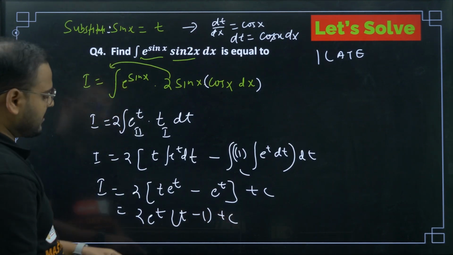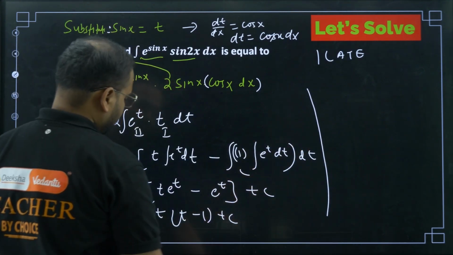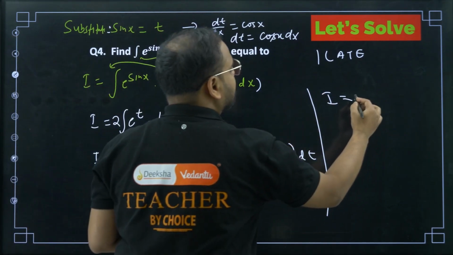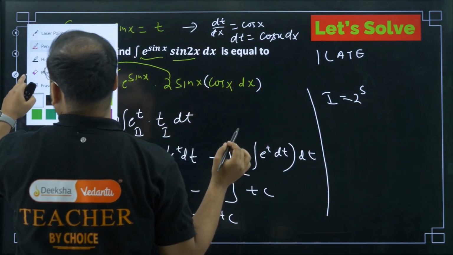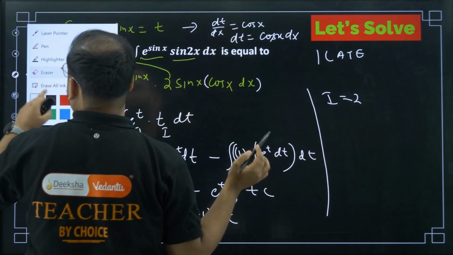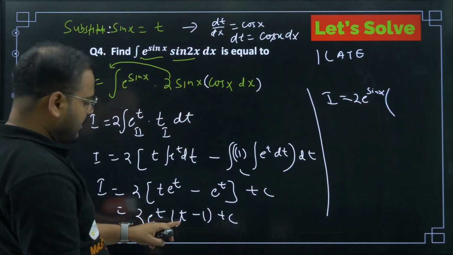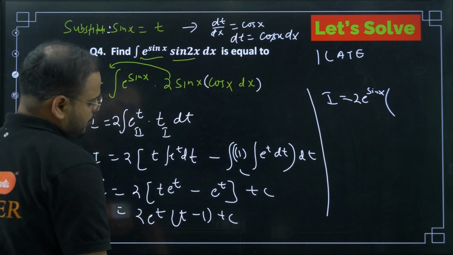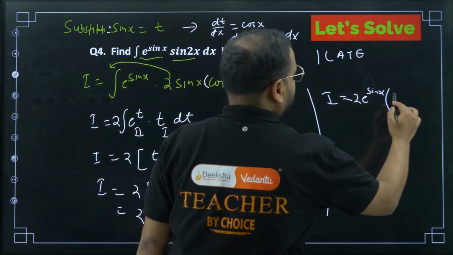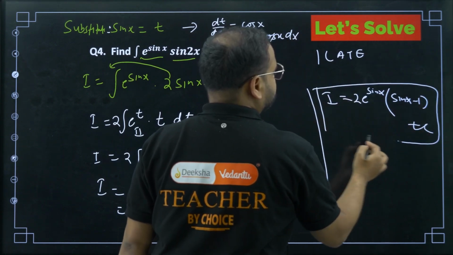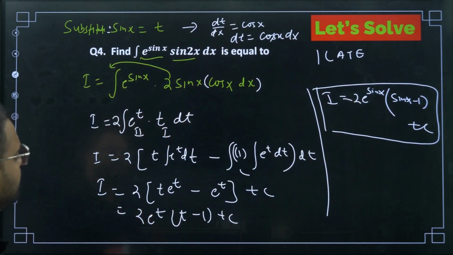Substitute back the value, sin x will come, right? So what is my answer? My answer is I equals 2 times e power sin x, forgive me, not 2 power sin x, 2 times e power sin x, okay? And in the bracket, t minus 1, okay? So it will be sin x minus 1, plus c, my final answer. Please have a look. Yes, 2 times e power sin x minus 1 plus c.